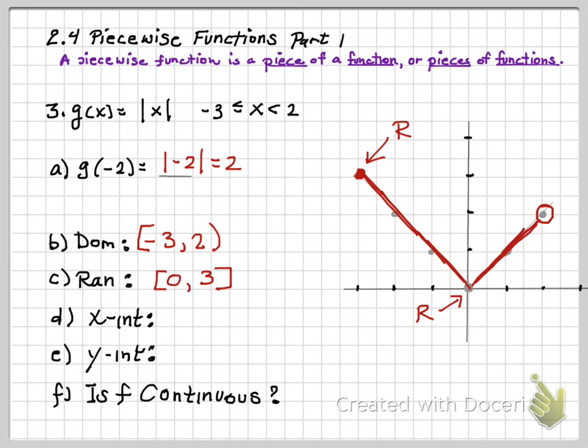Do we have any x-intercepts? Yes, 0, 0. Any y-intercepts? Yes, 0, 0. And again, is this continuous? Can I put my pen on the far left and draw all the way through to the far right? I'll change colors for you. In other words, if I were to graph this right here, did I ever lift my pen up? Never lifted my pen up. So yes, this graph is continuous.